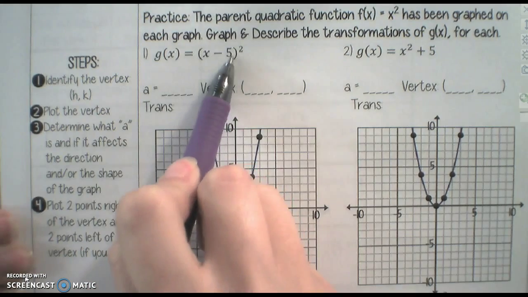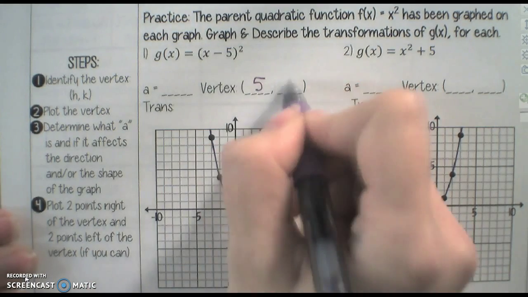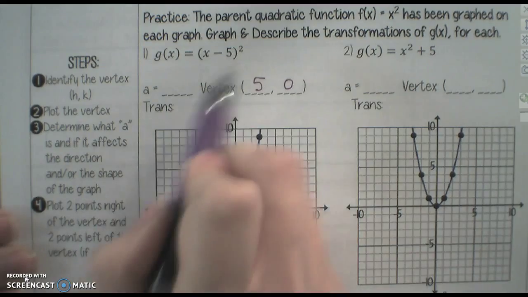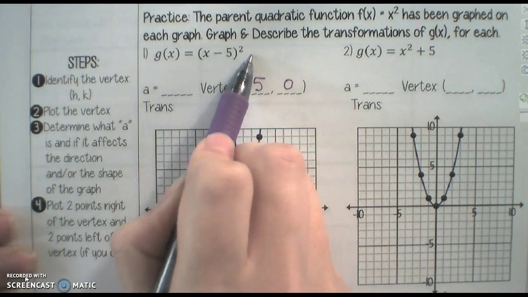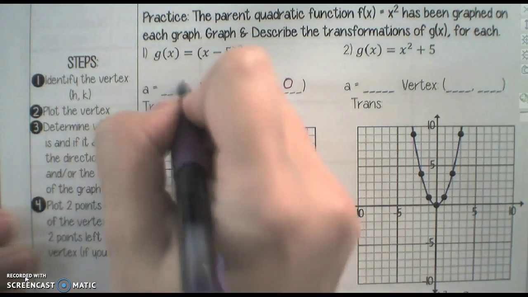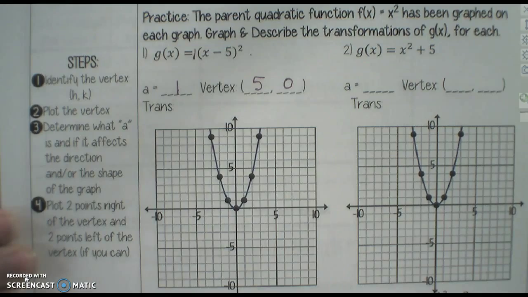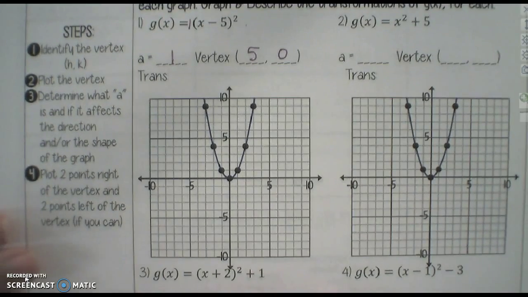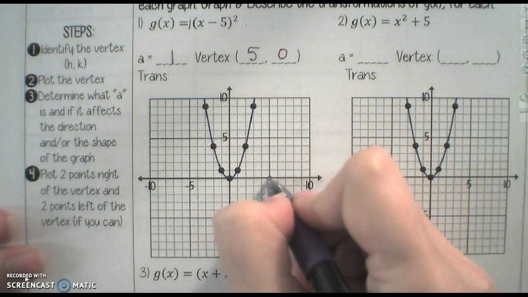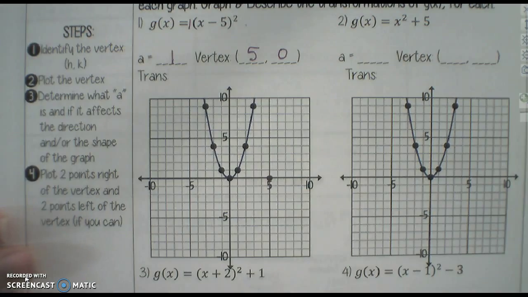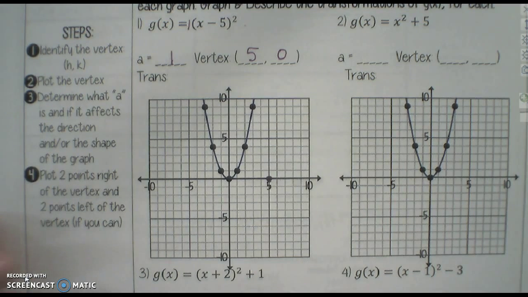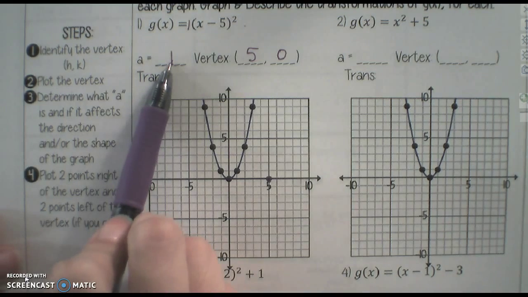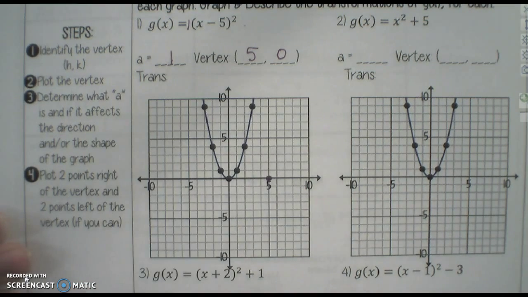So remember, we do the opposite of the inside, keep the outside, and there's nothing outside in the back there, so it's a 0. A is 1. That's that number that's in front there. So what we're going to do is plot the vertex 5, 0. There it is. And then we are going to determine what A is, and that affects the direction and or the shape of our graph. Well, in this case, it's just 1, so it's not going to be changing, stretching, or compressing at all.